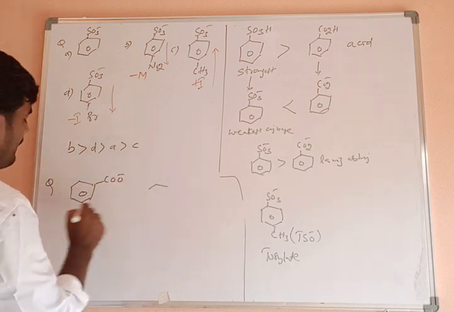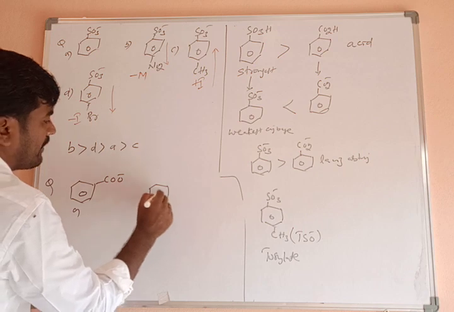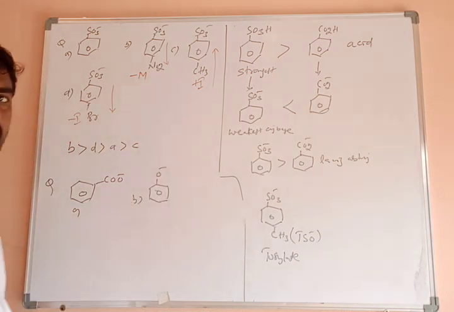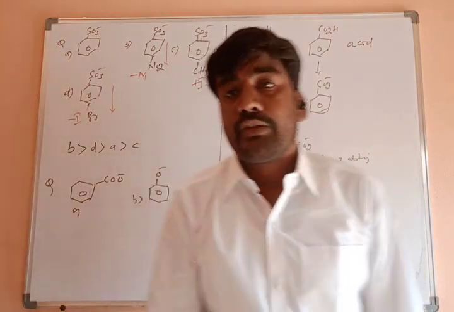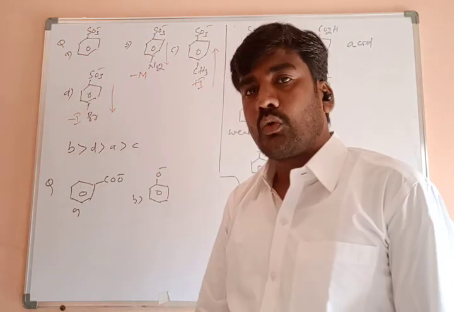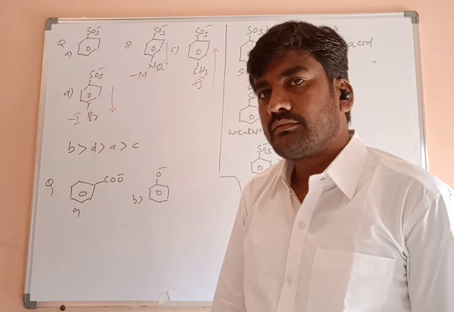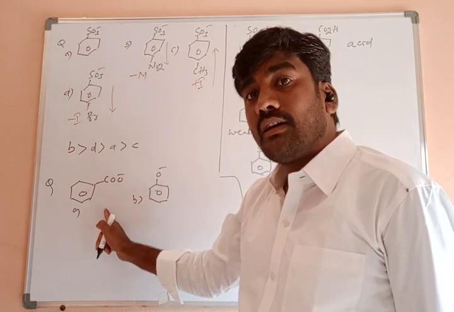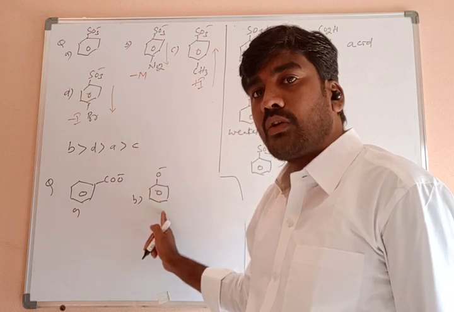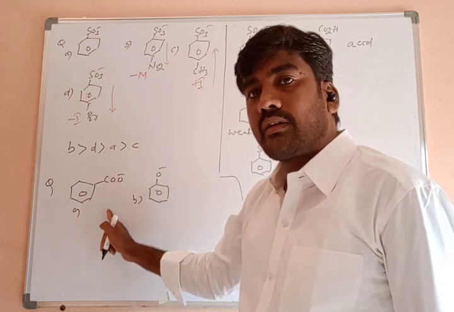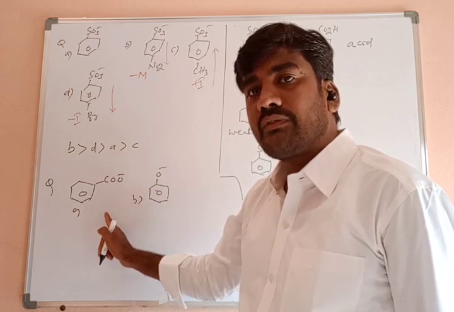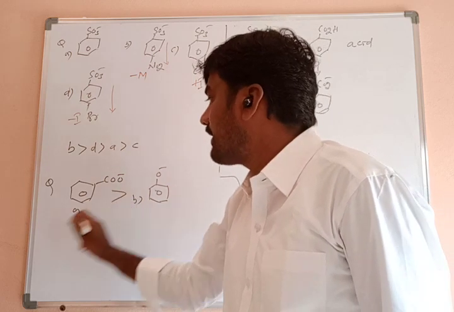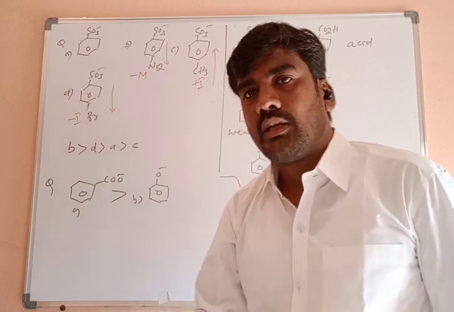COO negative, this is A, and this is B. Which is a good leaving group among these two? This is a carboxylic acid, and this is phenol. Carboxylic acid is more acidic than phenol. The carboxylate anion comes from the stronger acid, so it is the weakest conjugate base, so it is a good leaving group. Means A is greater than B directly.